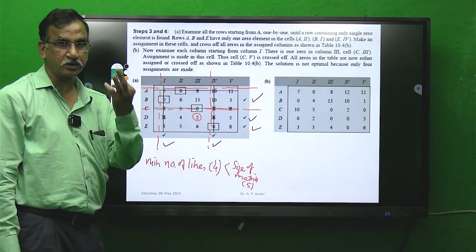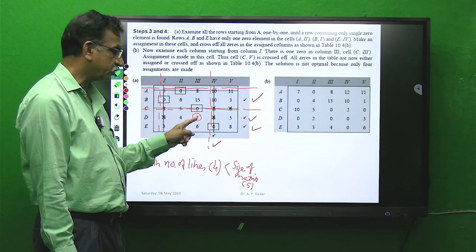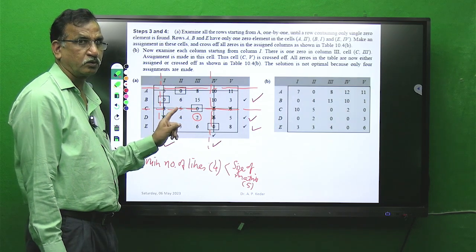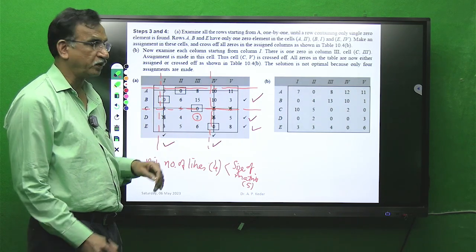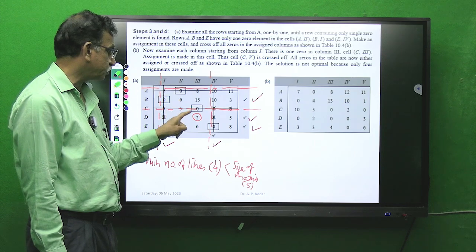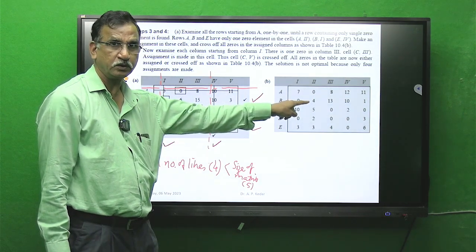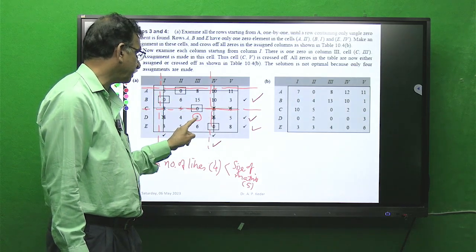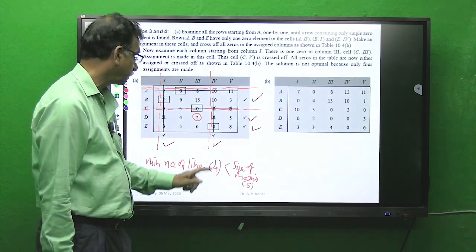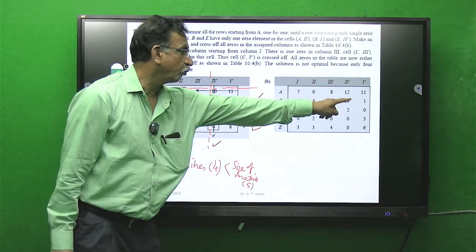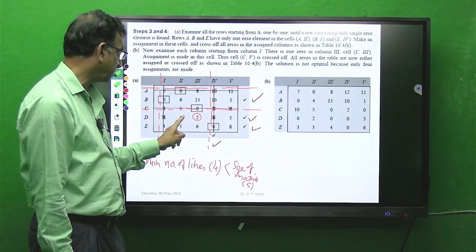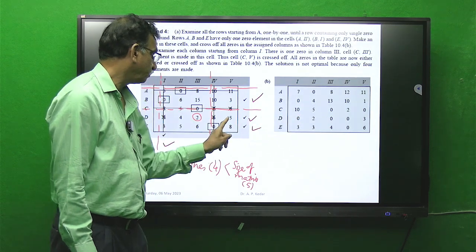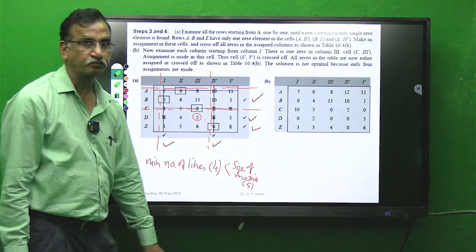And now what have we studied? 3 steps. Subtract this minimum value, the selected value, from the cells through which a line does not pass. Like this, 6 minus 2 will become 4. Can you see? 6 minus 2 will become 4. 15 minus 2 will become 13. 3 minus 2 will become 1. Similarly, 4 minus 2 will become 2. 2 minus 2 will become 0. 5 minus 2 will become 3.